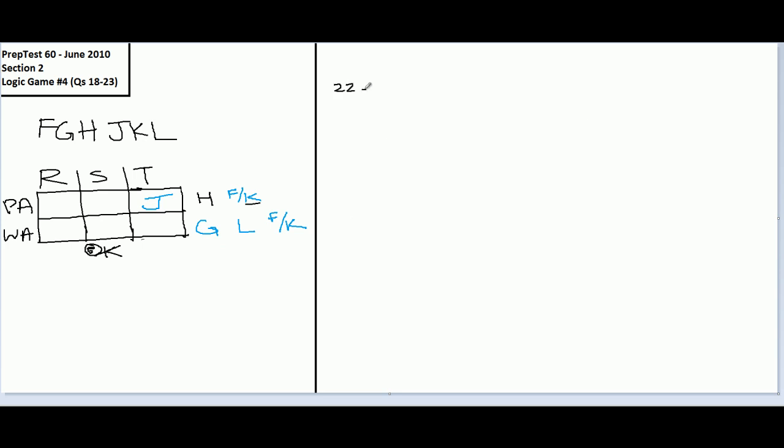So now let's look at question 22. Question 22 says, if G and K are assigned to the same story as each other, then which of the following could be true? So now we know that G and K are a team. Well, we know G is a writer's assistant, which means that K must be a photographer's assistant. In other words, this is the team that we're now stuck with.